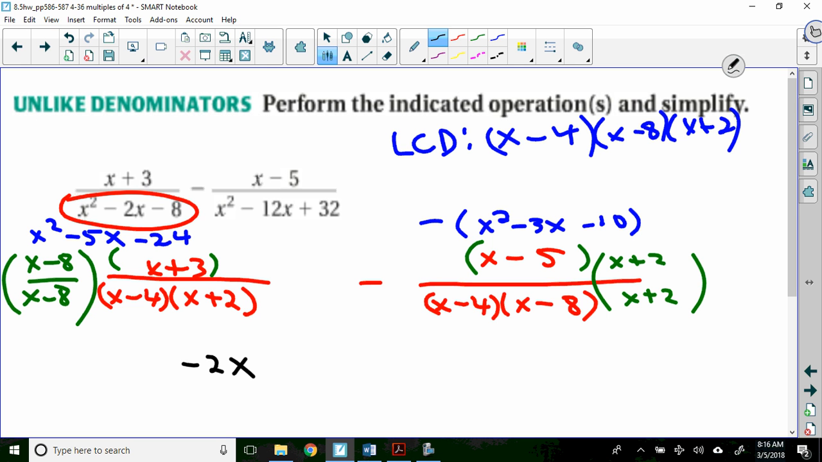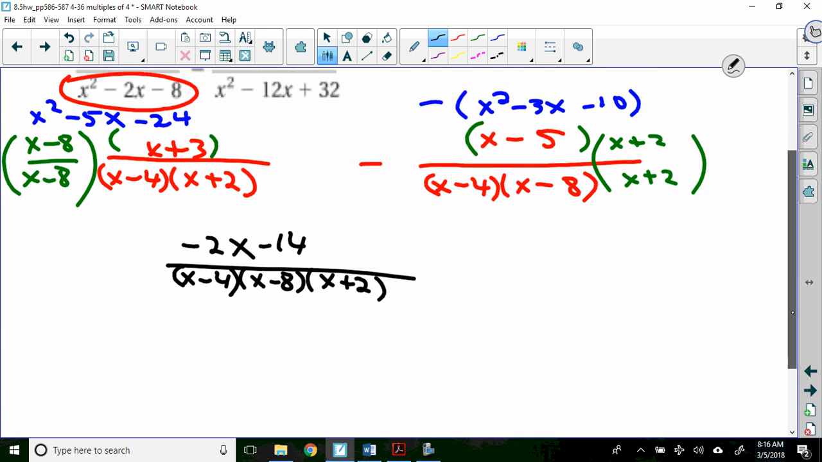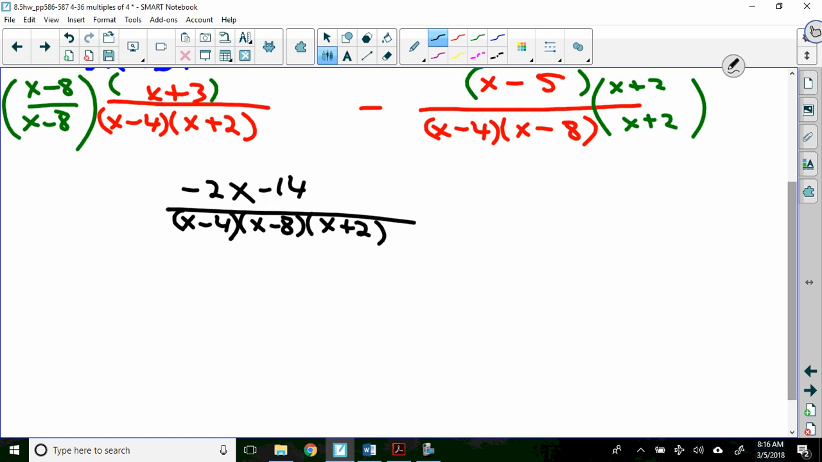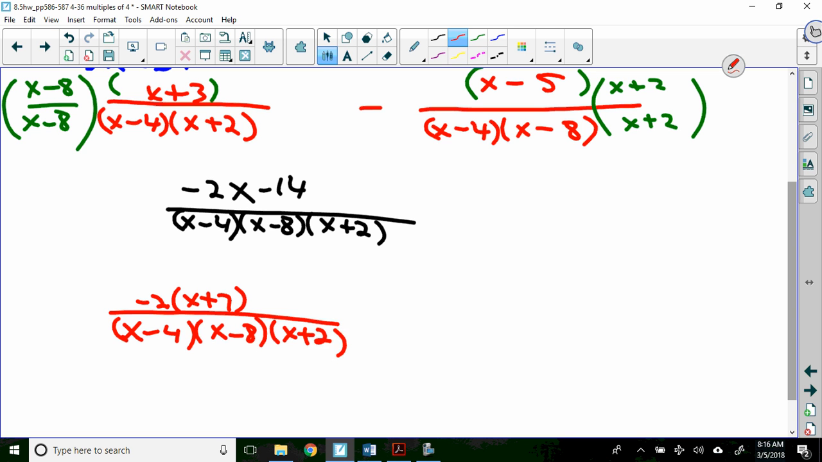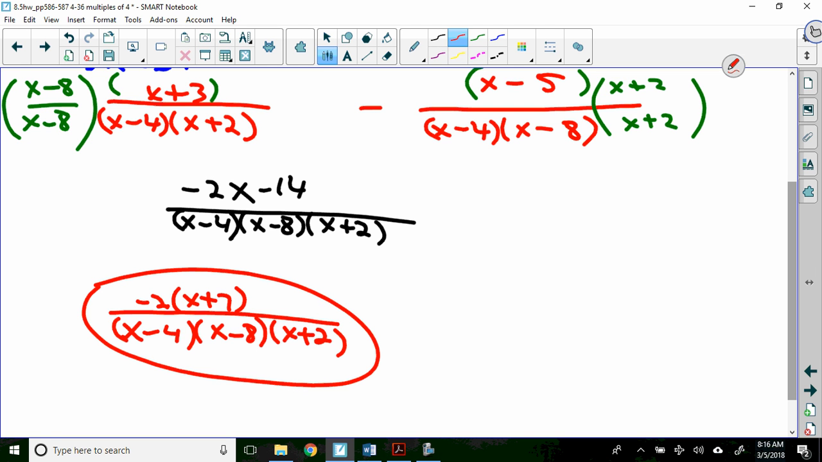That's minus 14. The denominator we said was this x minus 4 times x minus 8 times x plus 2. And just like the last one, we could factor a negative 2 out. Well, the last one we just factored a 2 out, but we could factor a negative 2 out. That's an x plus 7. Doesn't really help us any, but we could factor it out. And so that's the best answer on that one.